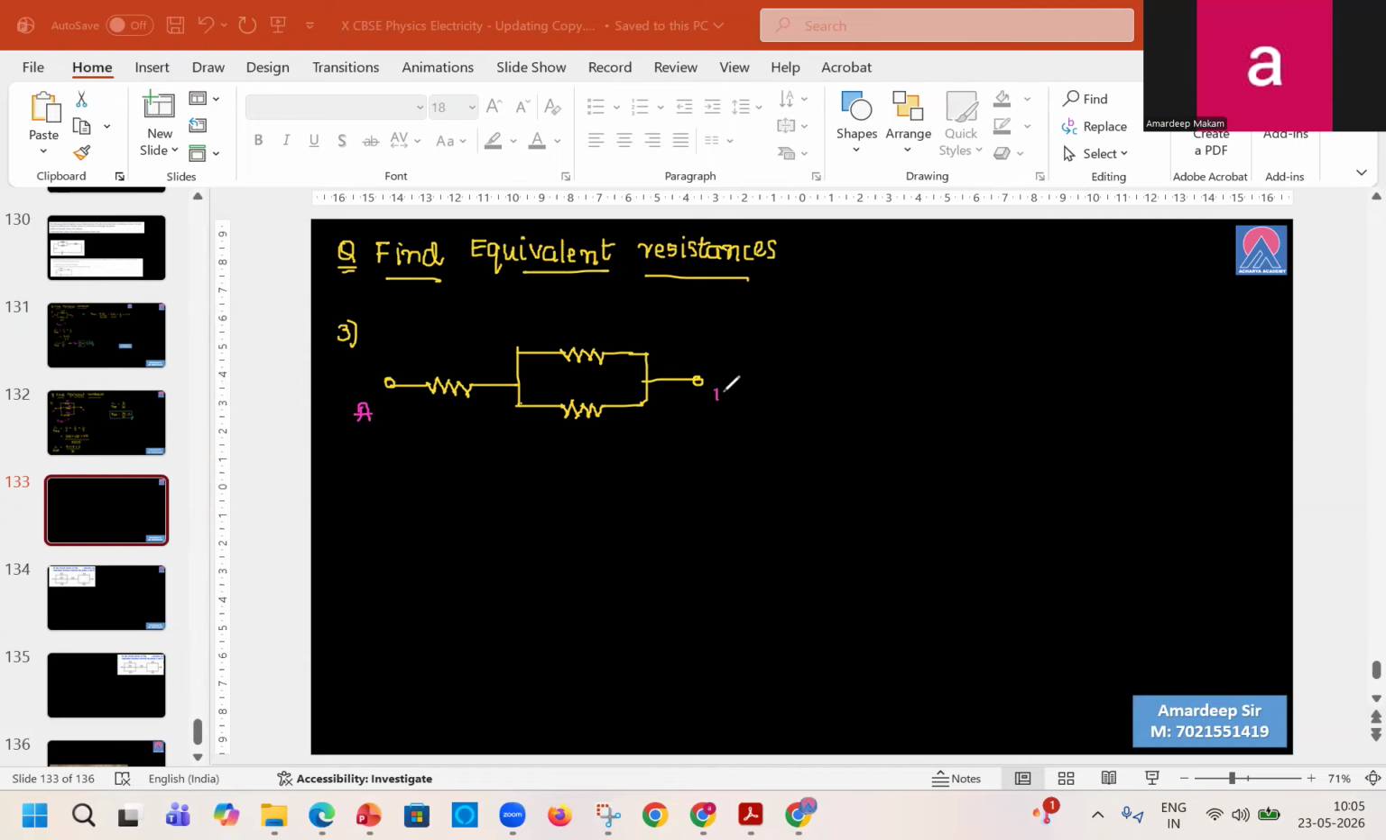There is A, there is B, and then we go for resistors. Okay, so this is your 2 ohm, we have our favorite 3 ohm, and then we have got our 5 ohm. Okay, so now how do you go about for this?